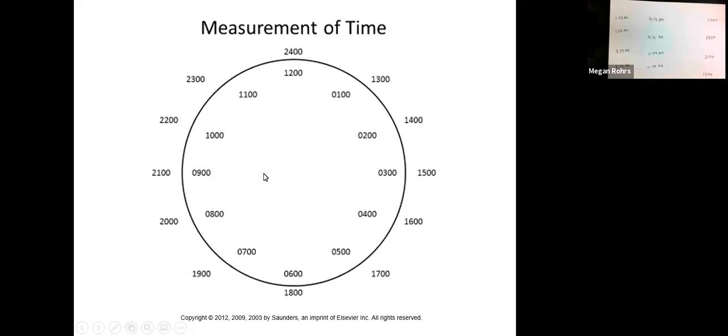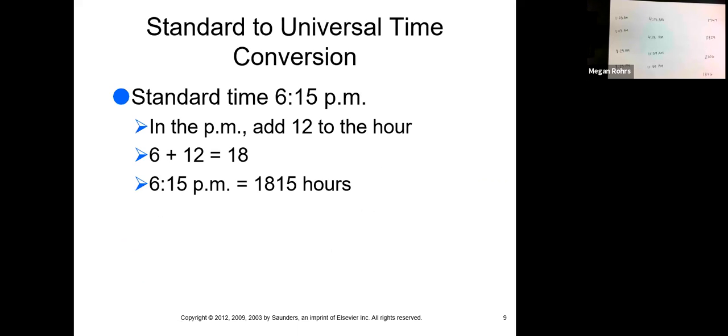So let's go through some examples here. Here we have 6:15 p.m. So looking at our rules, we see this is after 1, so we're going to add 12 to the hour. So 6 plus 12 is 18. The minutes stay the same. So 6:15 would be 18:15.